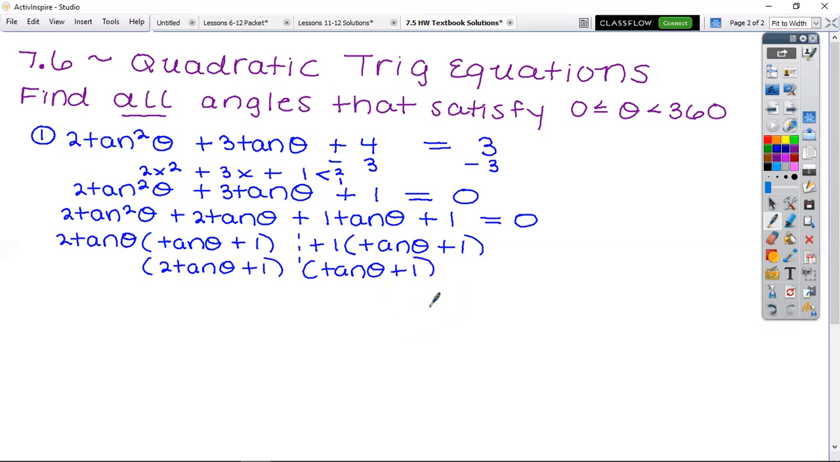All right, and now we're going to t-chart these. So we have on the left 2 tan theta plus 1 equals 0, as well as tan theta plus 1 equals 0.